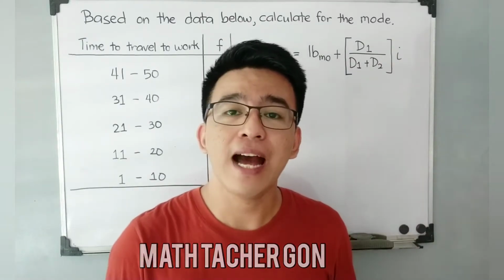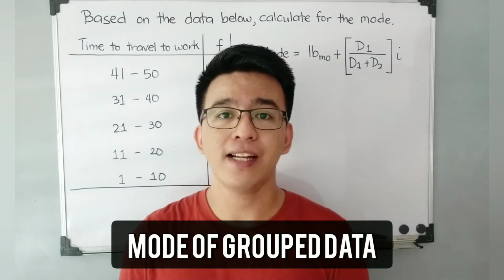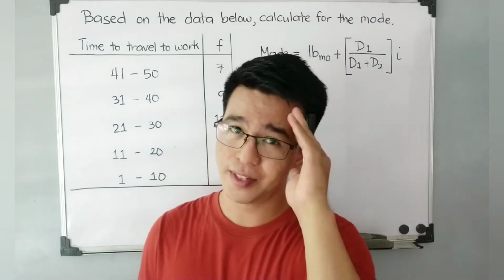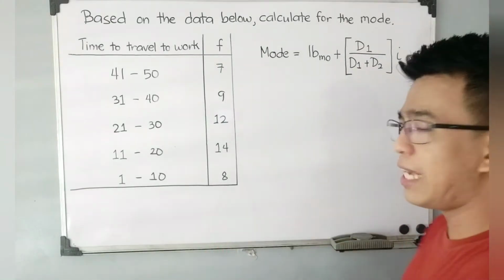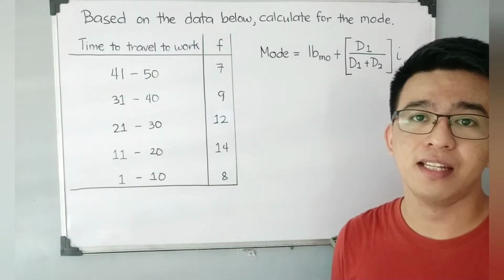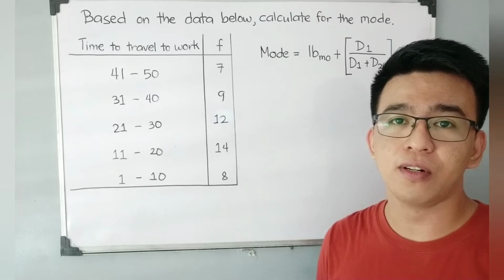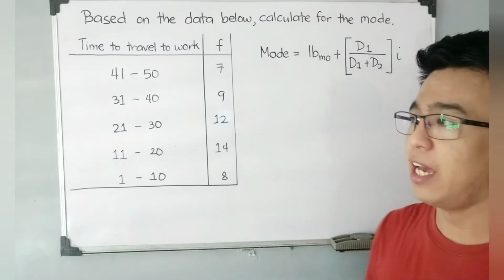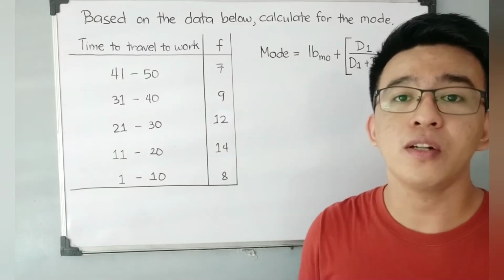We will talk about how to calculate for the mode of group data. So without further ado, let's do this topic. So basically, guys, mode is one of the measures of central tendency, one of the ways on how to calculate for the average. And right now, our focus is on how to calculate for the mode of group data.